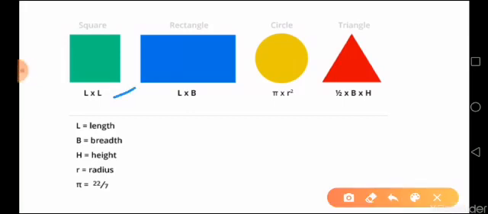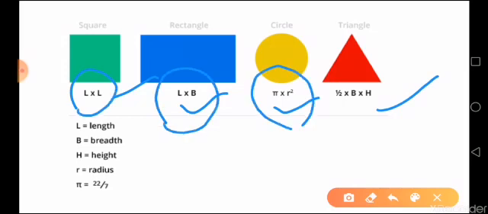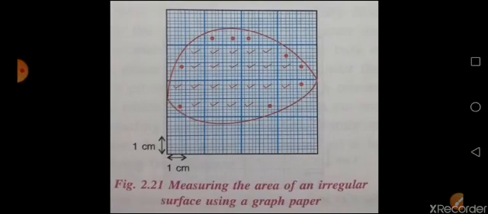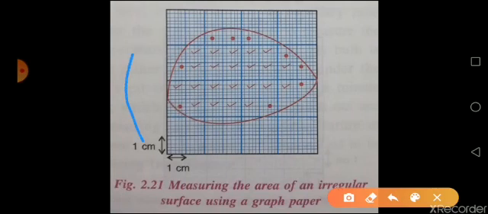Objects having regular shapes like square, rectangle, circle, triangle have definite length, breadth or height, whatever it is. So automatically they have equations directly for finding the areas, right? So it is easy in that case, but the question comes if the object is of an irregular shape. In that case, we make use of a graph paper.